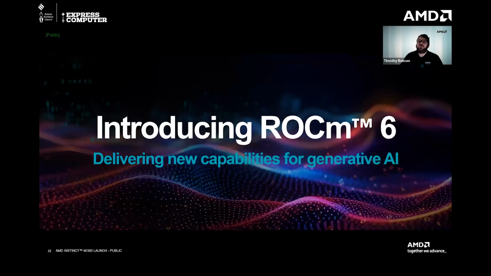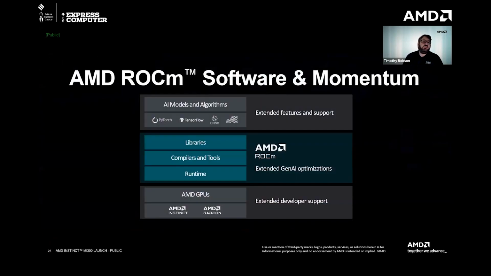So we have introduced ROCm 6. For those of you who are not familiar, Radeon Open Compute Ecosystem is what ROCm stands for. It really is a complete software bundle which takes you from the driver and the low-level instruction set architecture all the way through all of the different libraries, compilers, all the way up to your AI models, especially for Gen AI.